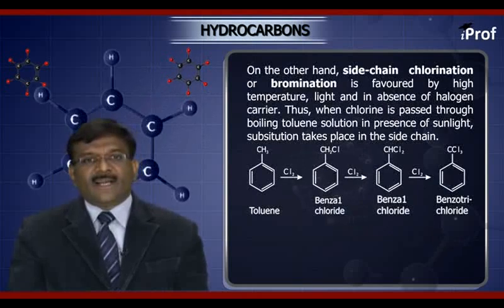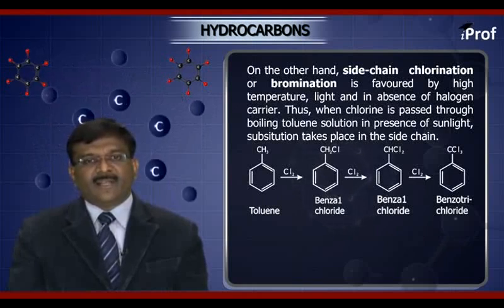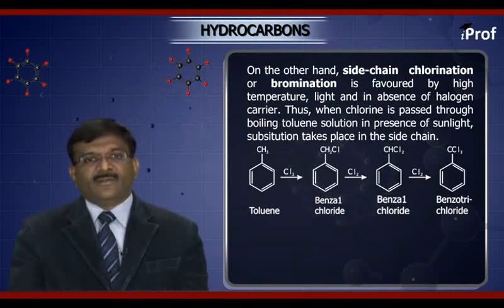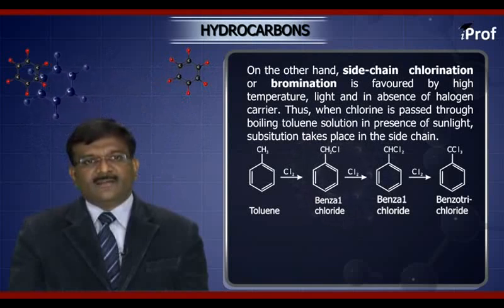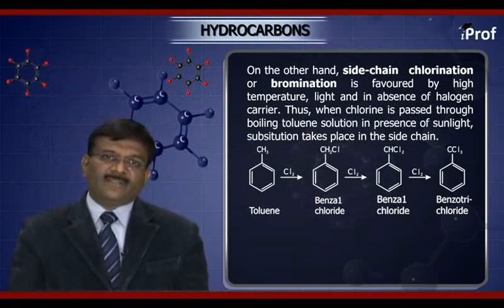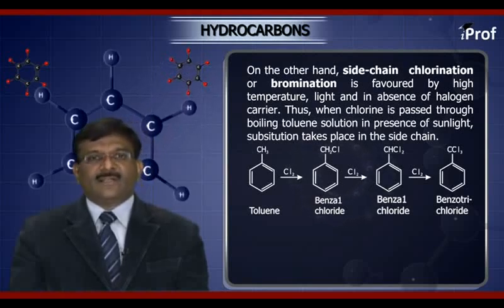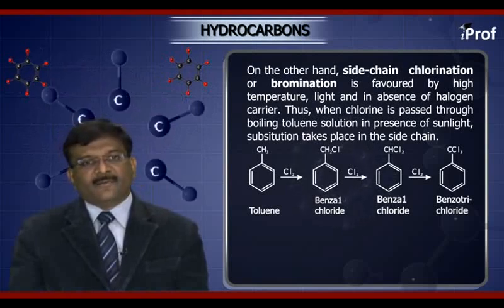On the other hand, side chain chlorination or bromination is favored by high temperature, light and in absence of halogen carrier. Therefore, the chlorine is passed through boiling toluene solution in presence of sunlight. Substitution takes place in the side chain. Toluene plus Cl2 gives benzyl chloride, which further reacts with chlorine to give benzal chloride, which further reacts with chlorine to give benzotrichloride.